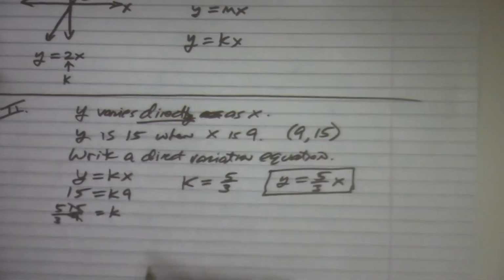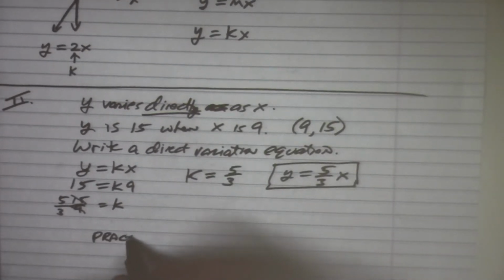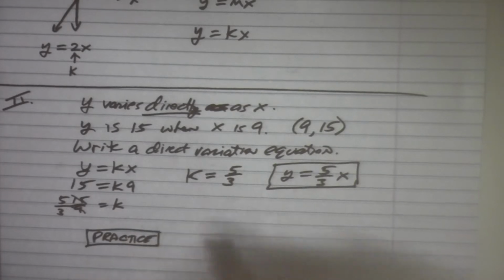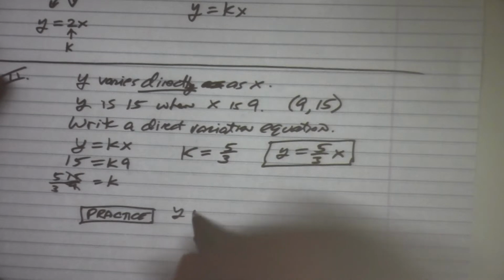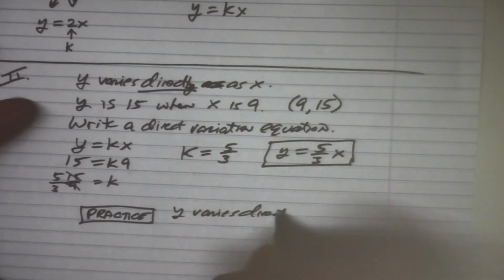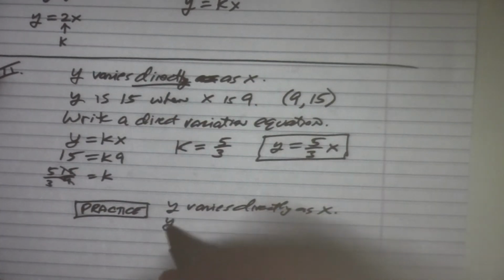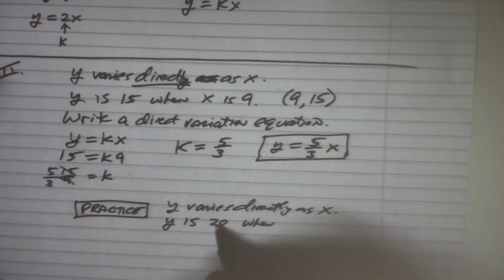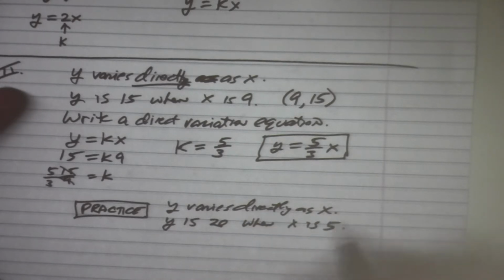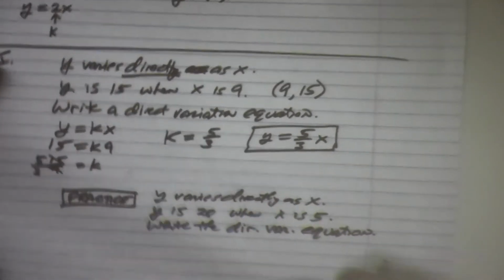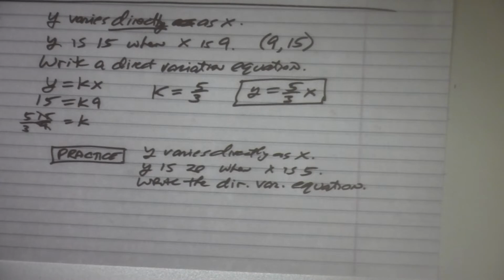All right, now, let's have you practice one, okay? I want you to practice this. I'm going to say that y varies directly as x. That's information you need to know. And then I'm going to tell you that y is 20 when x is 5. Write the direct variation equation. Pause the video and come back to it when you're done. I will start talking in 5 seconds on the video. Go ahead and do this first and then come back and see me do it.